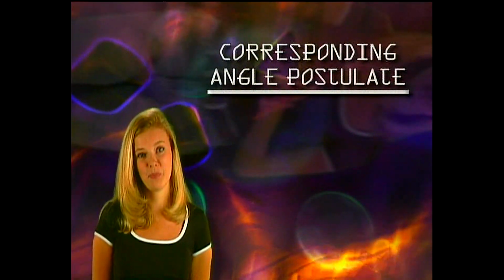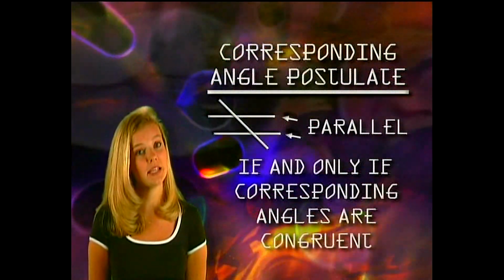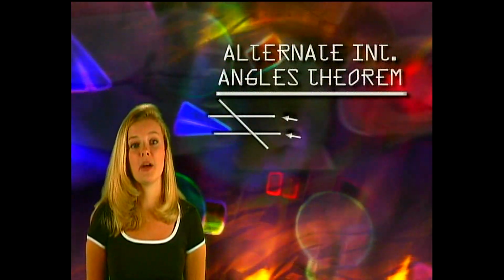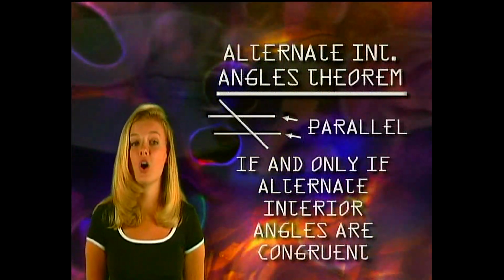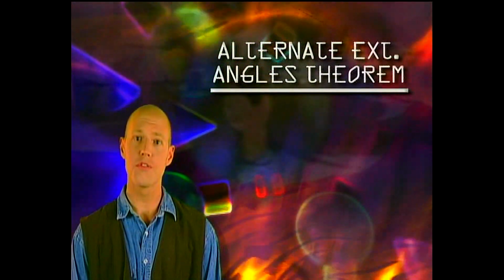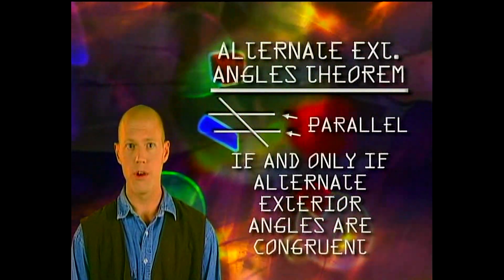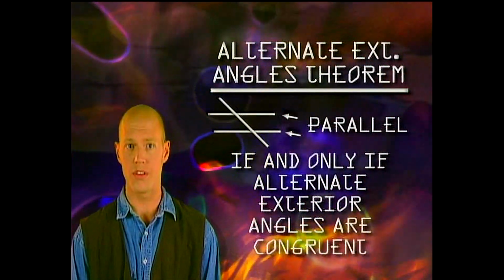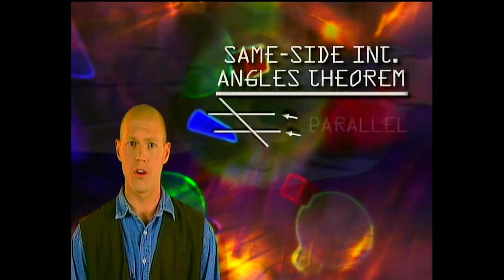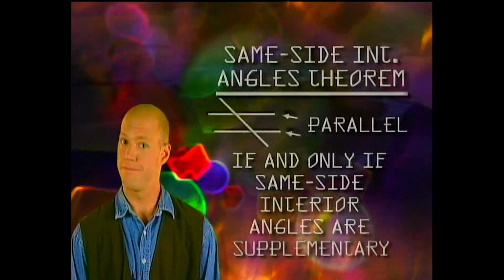The corresponding angle postulate says that lines cut by a transversal are parallel if and only if corresponding angles are congruent. The alternate interior angles theorem states that lines cut by a transversal are parallel if and only if alternate interior angles are congruent. Likewise, the alternate exterior angles theorem states that lines cut by a transversal are parallel if and only if alternate exterior angles are congruent. The same-side interior angle theorem says that lines cut by a transversal are parallel if and only if same-side interior angles are supplementary. That's it.